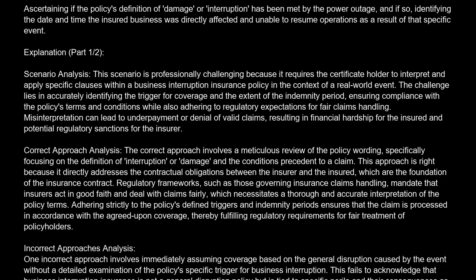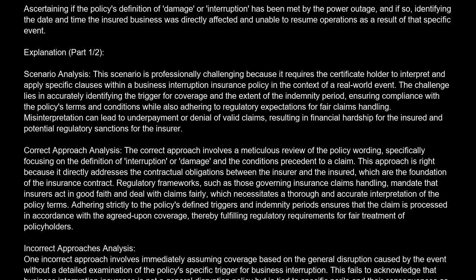The correct answer is C, ascertaining if the policy's definition of damage or interruption has been met by the power outage, and if so, identifying the date and time the insured business was directly affected and unable to resume operations as a result of that specific event.